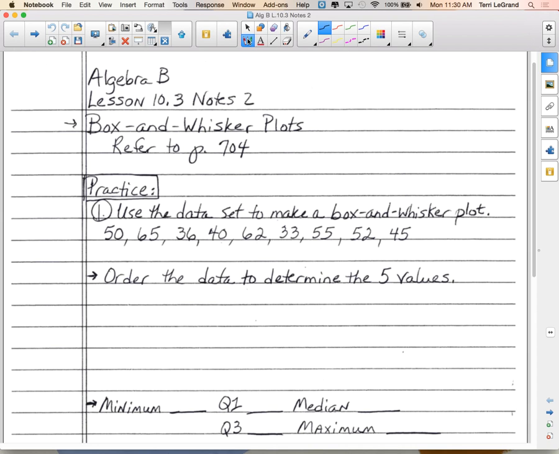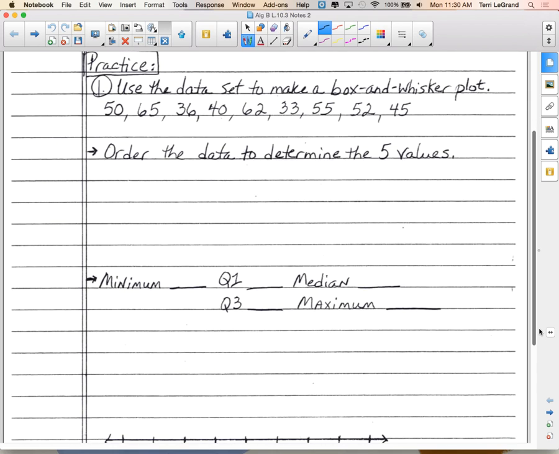So let's start with number 1 here. We're going to make 2 together in class. Use the data set to make a box and whisker plot. We don't really have any idea what this data set is about. But the first thing we're going to do is put that data in order so that it's going to help us find those 5 values. Okay, so go ahead and get those in order. Right here in this line where you put those in order. You know how to do that, least to greatest.